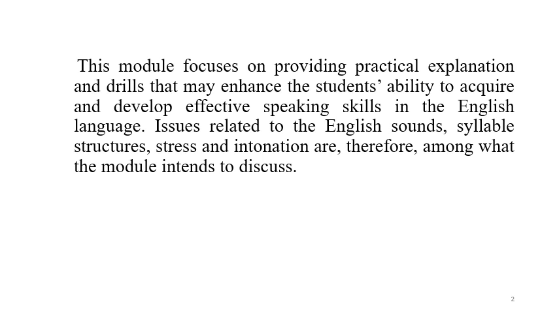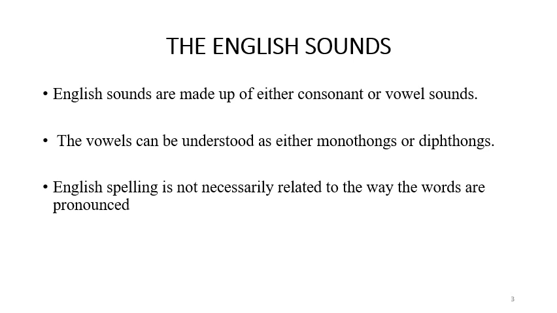To start with, speaking about the English sound system, sound systems in English are classified into two, that is, consonant and vowel. By consonants and vowels, we mean the complete sound system that is obtainable in the English language. The vowels can be understood as either being monotones, that is, those that exist singly, or diphthongs, that is, those that exist in pairs.